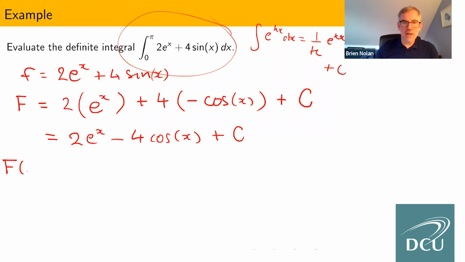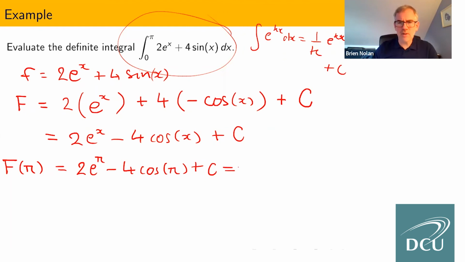Now, the fundamental theorem tells me that to evaluate the definite integral, I need to calculate f when x equals pi. So I have 2 times e to the pi minus 4 times cosine of pi plus the constant of integration. What's the constant of integration in this example? Well, I don't know, but let's just leave it there for the moment and I won't worry about it. So that would be 2 times e to the pi minus, cos of pi is minus 1, so that's plus 4, plus that constant of integration.